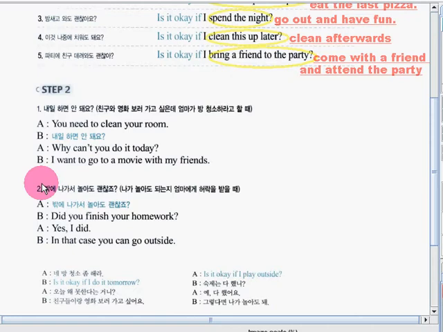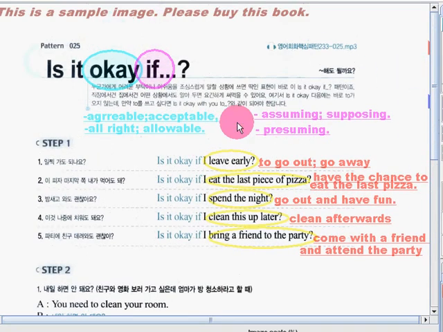How about number 2? Did you finish your homework? In that case, you can go outside. Okay, very good. So, our pattern today, it's like you're also asking permission. Okay? So now let's go back here and I want you to memorize all these sentences, okay? And don't forget to make your own sentences as well. Also, use this pattern or these sentences as much as possible when you're having conversations in English so that you can express yourself more. Okay?